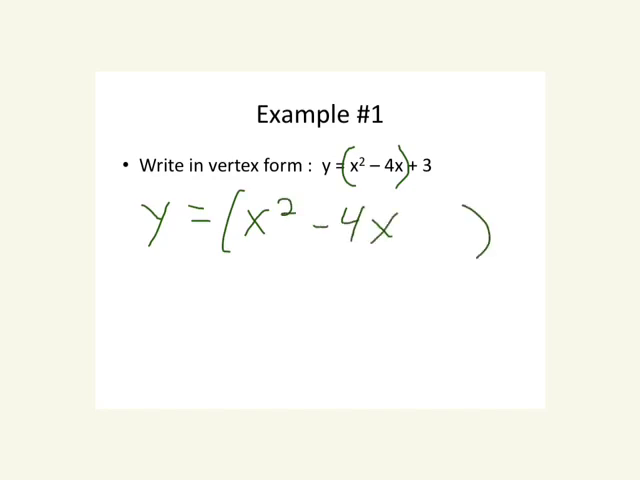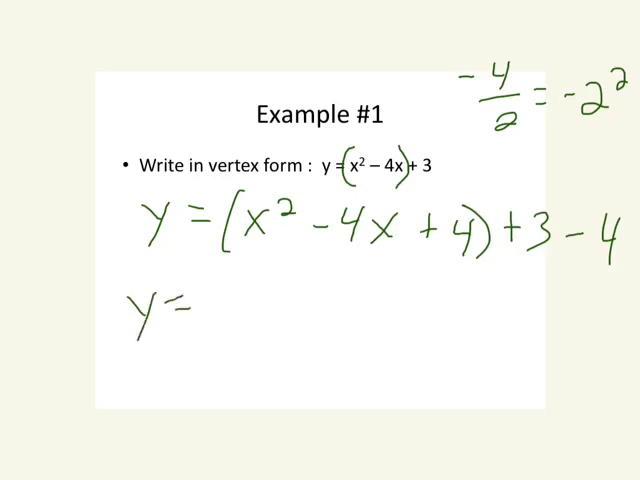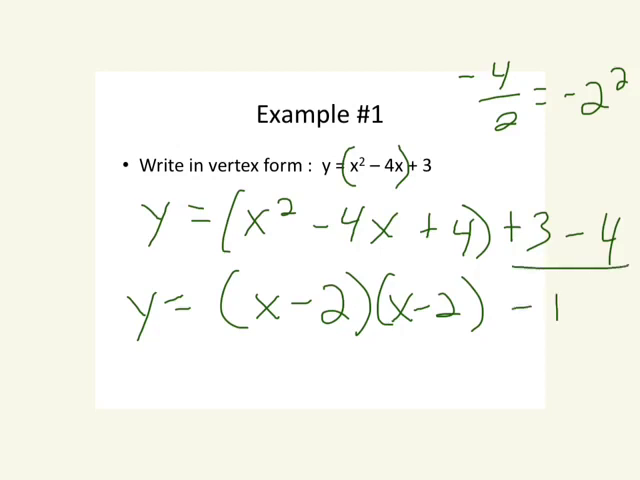So I'm going to figure out what number completes the square. So I take my linear term, which is -4, I divide it by 2, and then I square it. And -2 squared is what? Yep, 4. So I add it on the inside, I subtract it on the outside. Then you factor your trinomial. This trinomial would factor to be x minus 2 times x minus 2. And on the outside I can combine 3 and -4 to make -1.